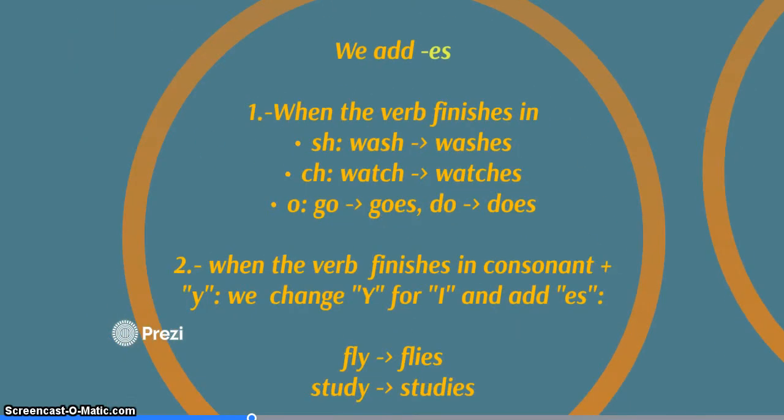Do you remember when we add ES? These were the cases: when the verb finishes in CH, SH, O. Remember, then that's when the verb ends in a consonant plus Y. We change the Y for I and then we add ES.